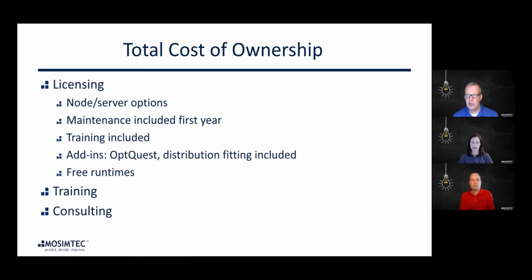An additional consideration, some add-ons. Some software comes with optimization tools such as OptQuest that can help optimize the system and find the best answer. There's also scenario management tools that may or may not be included as part of the base software package, as well as distribution fitting tools. Some software comes with a distribution fitting tool where you can take historical data and fit your distributions. In other cases, you might buy a third-party tool to do that. Tech support is another consideration.